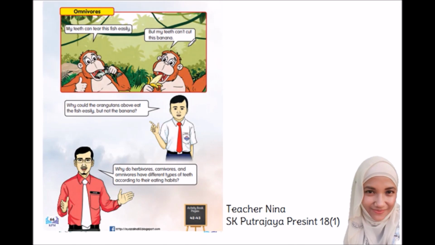Now let's focus on the third situation, the omnivores. These are two orangutans. Hey, look at their teeth. My teeth can tear this fish easily, the first one says. And look, he's giving a thumbs up here. But this one says something different. But my teeth can't cut this banana. Oh my! Why could the orangutans above eat the fish easily, but not the banana?